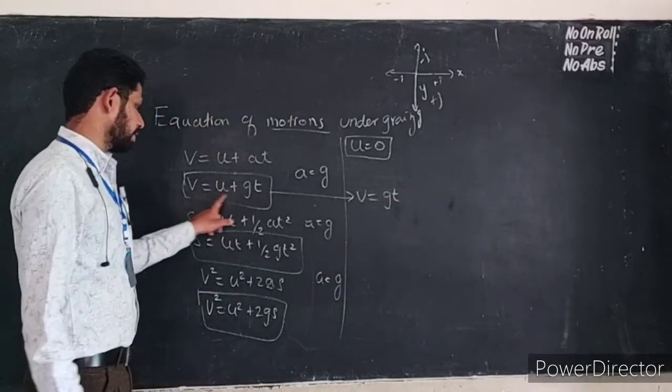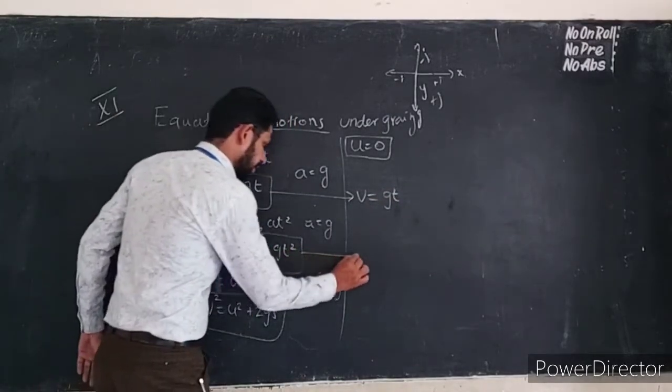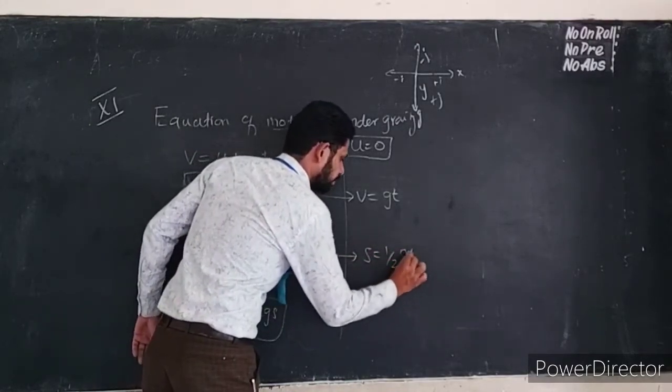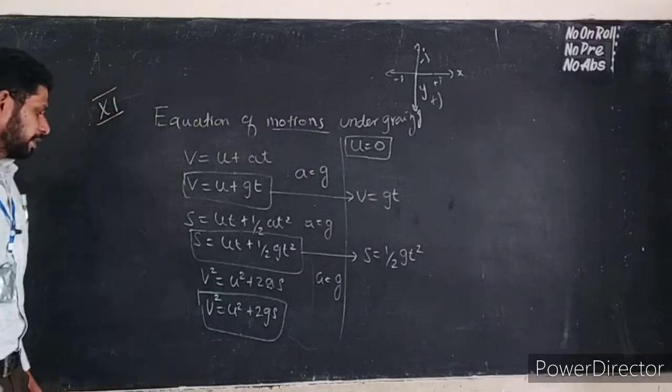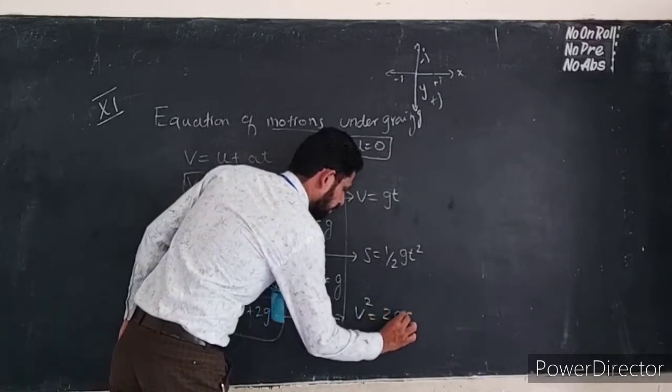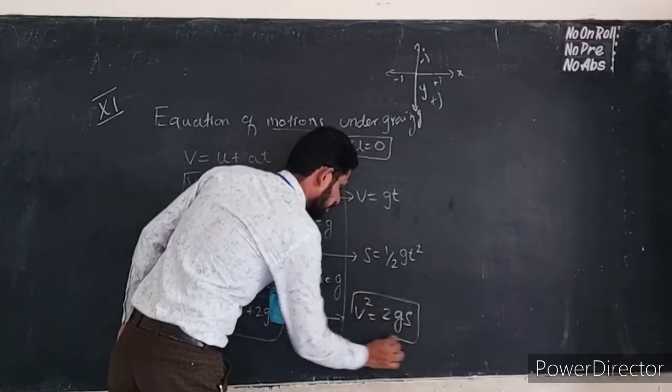U will become 0, so it will equal 0. I mean v = gt. This equation will become S equal to half gt square. And here it will become V square equal to 2gs.